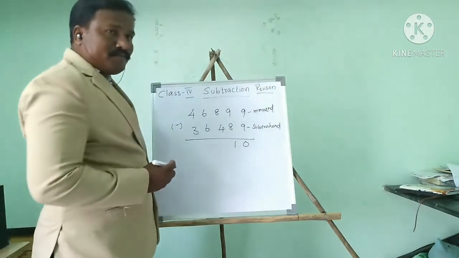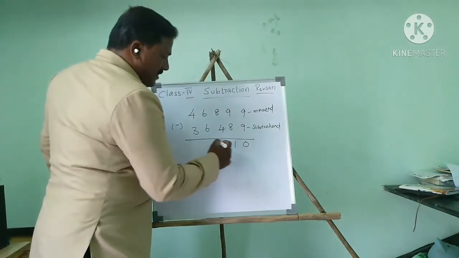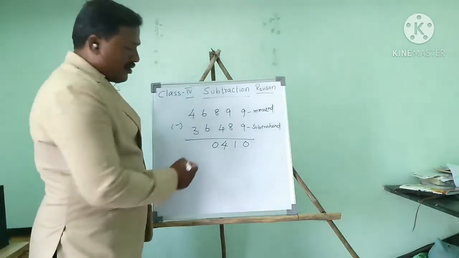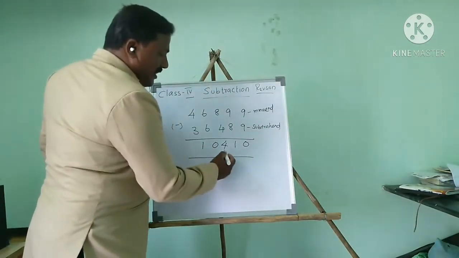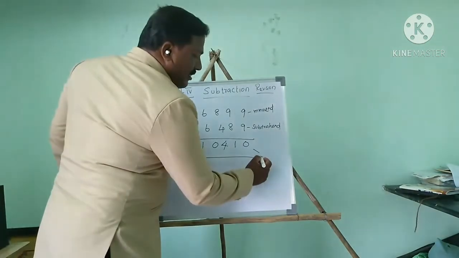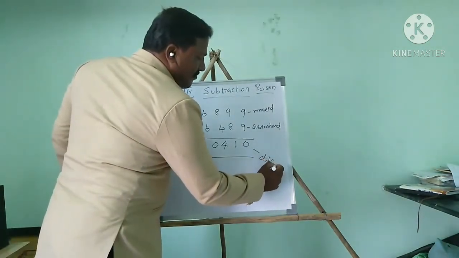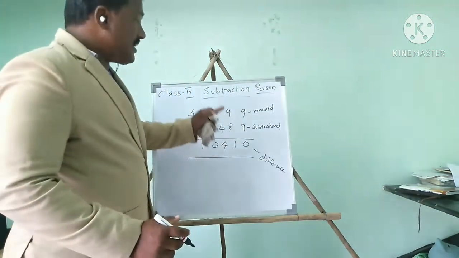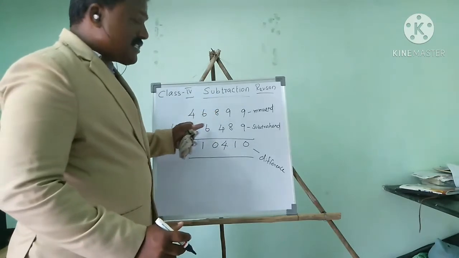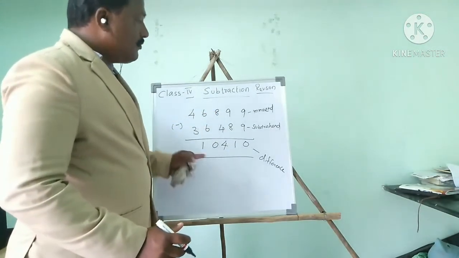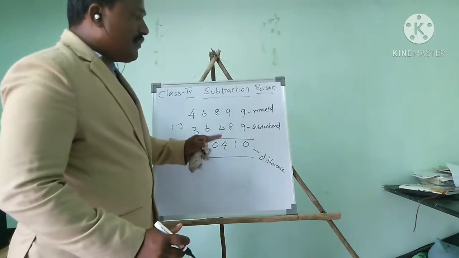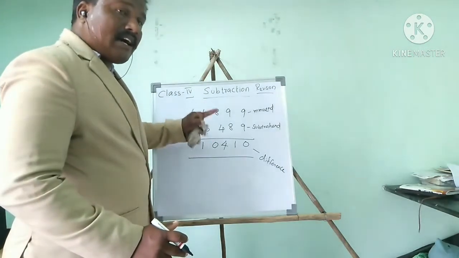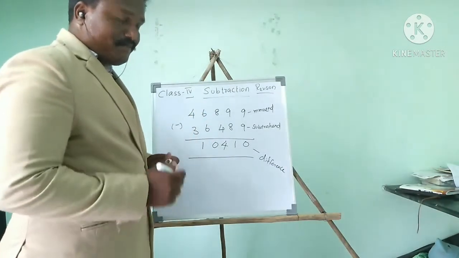8 minus 4, 4 is the difference. 6 minus 6, 0 is the difference. 4 minus 3, 1 is the difference. So this is the answer. The answer we call difference. So these three words are very important in a subtraction sum: minuend, subtrahend, difference. You have to know which is minuend, which is subtrahend, and which is difference, and also how to subtract the smaller number from the larger number.